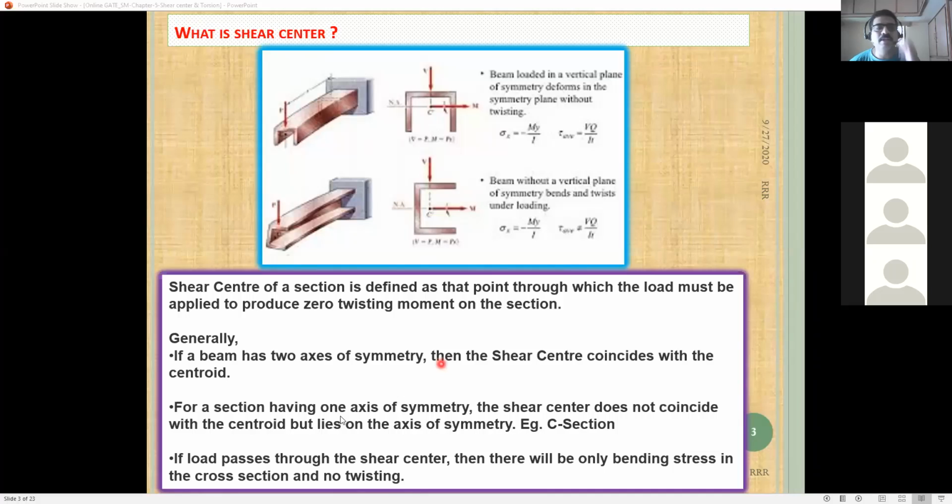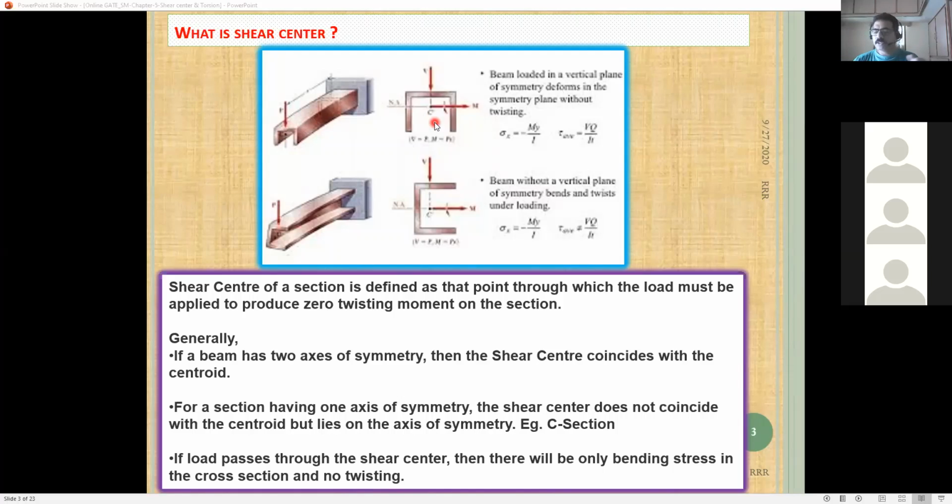Then what is the exact definition of the shear center? Sometimes they ask questions based on the definition. The shear center of a section is defined as the point through which the load must be applied to produce zero twisting moment. So if the load is exactly passing through the shear center, then there should not be any twisting moment. Moment will happen, but many students confuse the normal moment and twisting moment. Normal moment is nothing but bending of the beam; due to that bending, we call it a moment.